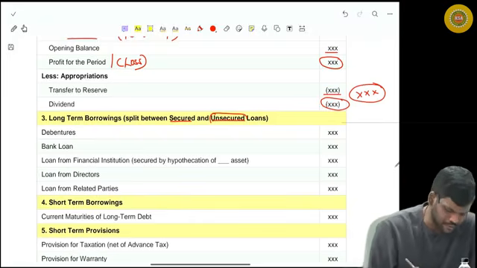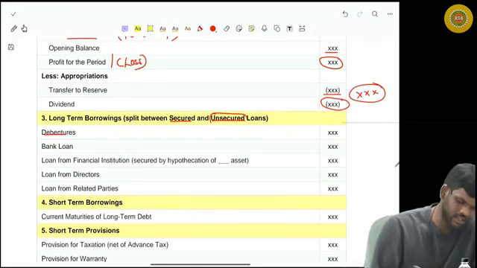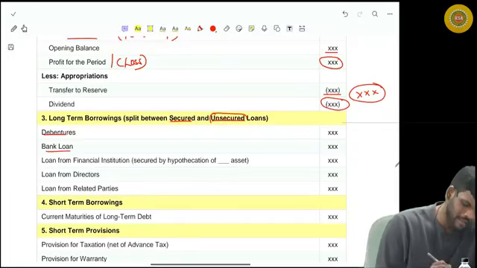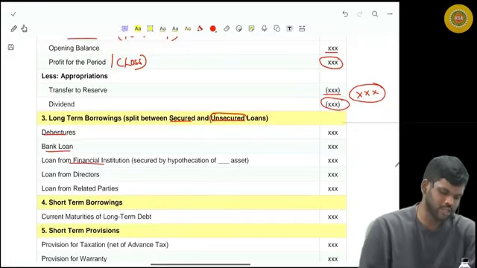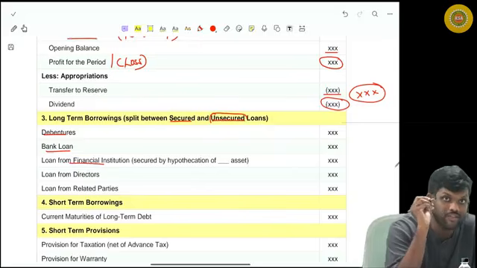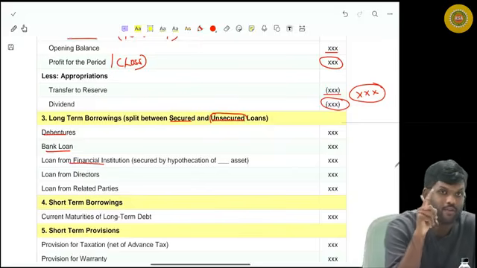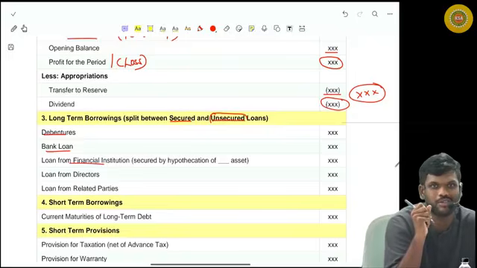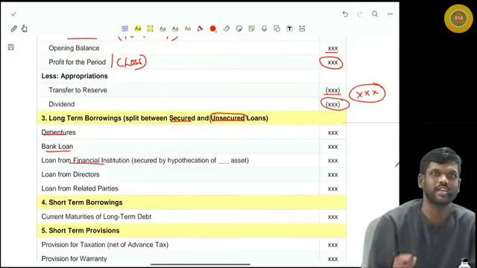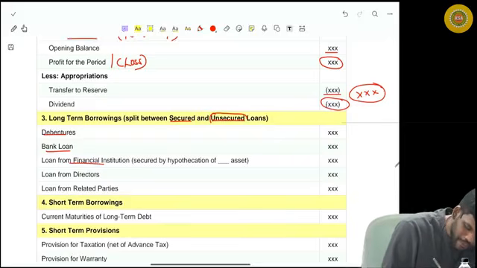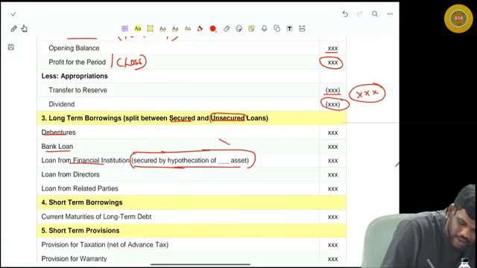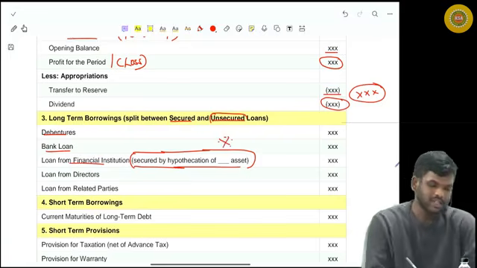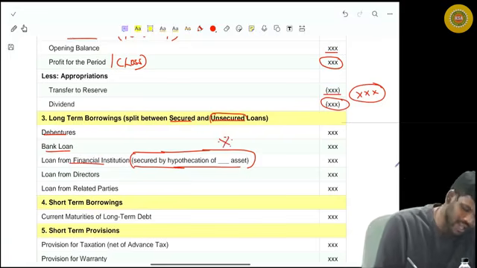Sir, what are the different types of loans that can come here? Debentures can come, bank loan can come, loan taken from any financial institution can come, and if for these loans you have given any security by hypothecating your asset, I hope you know these terms, hypothecation, pledge. So your asset will be given as a security. Now, you have to mention in the bracket what is the asset that is given as security for this particular loan. That should be mentioned as a disclosure in the bracket.